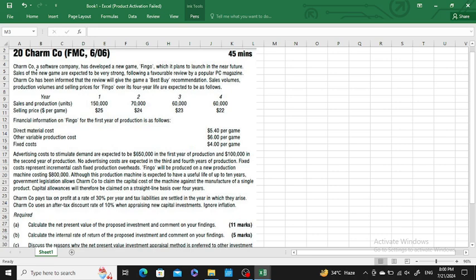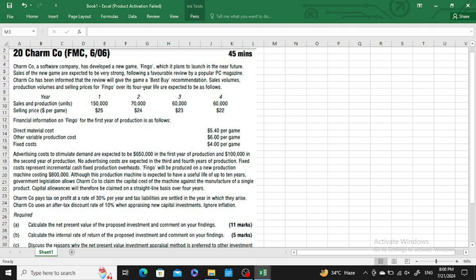So Charm Company, a software company, has developed a new game, Fingo, which it plans to launch in the near future. Sales of the new game are expected to grow very strongly. Following a favorable review by popular PC magazines, Charm Company has been informed that the review will give the game a best buy recommendation. The sales volume, production volume, and the selling price are given for 4 years.